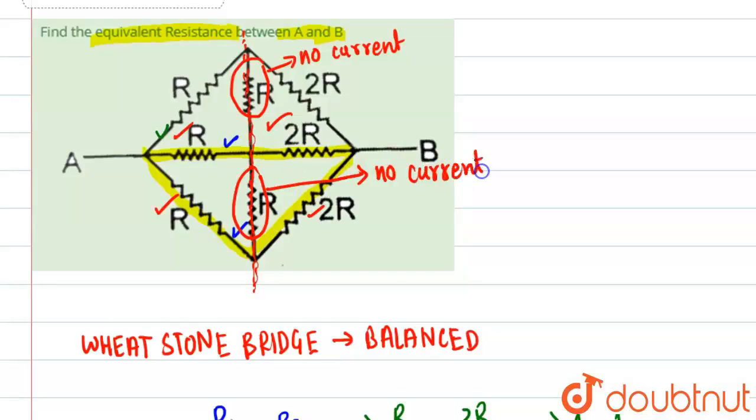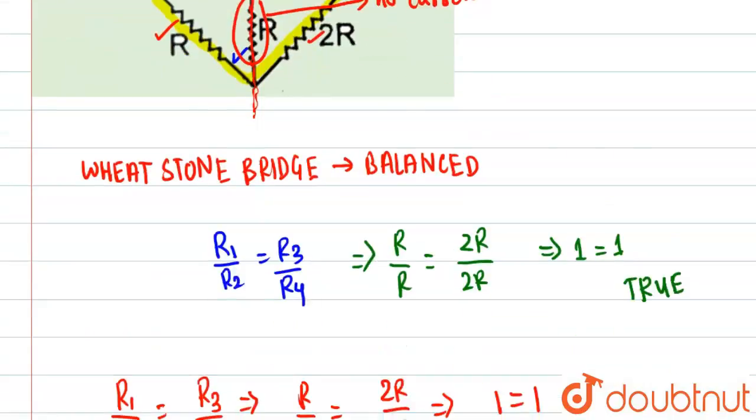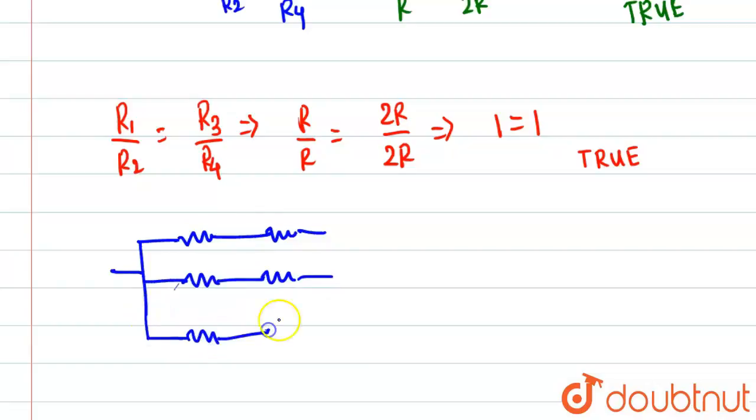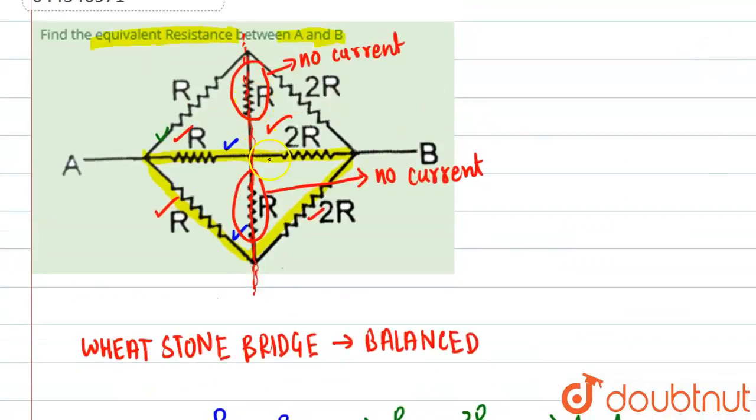That means we can remove these resistances and find the equivalent circuit. What will the equivalent circuit be? The circuit will look somewhat like this. There will be two resistances in series combination, and there will be three such branches, all in parallel. The values will be R and R, and over here 2R, 2R and 2R. Why did I take this? Because the middle resistances were removed.